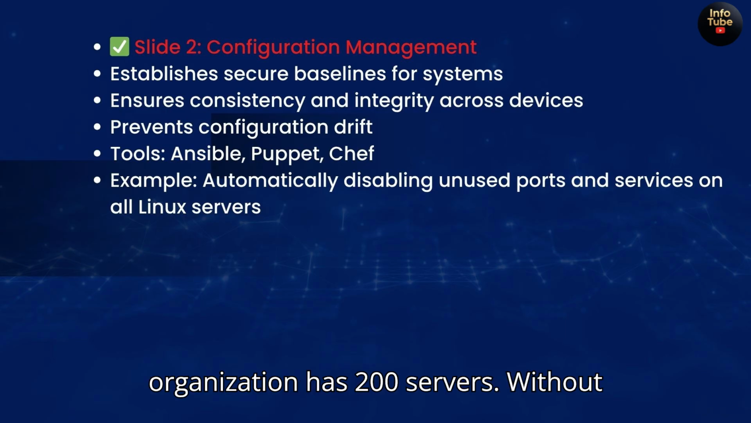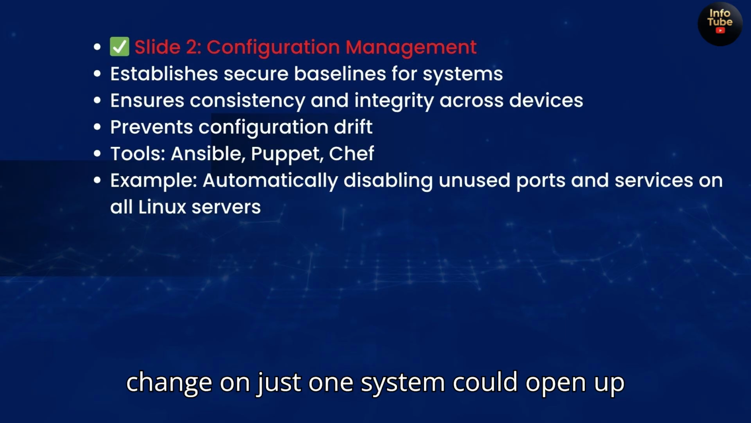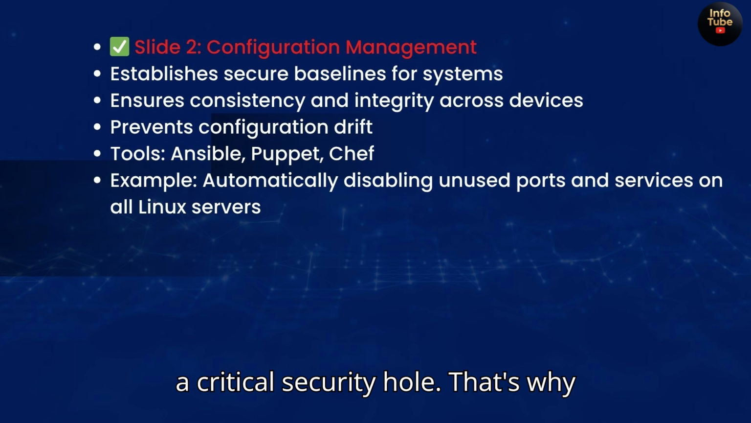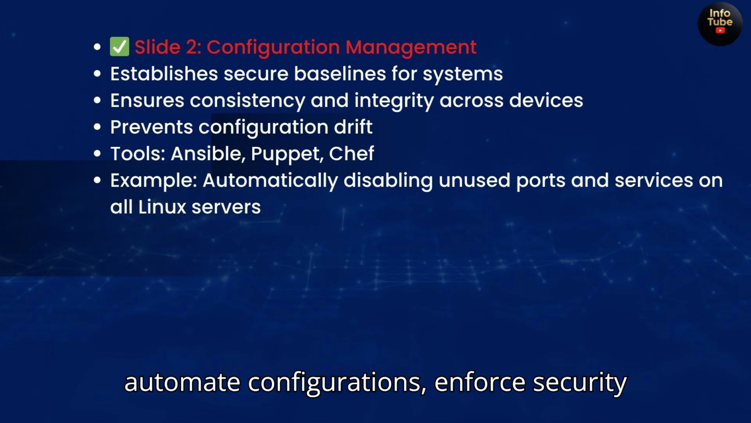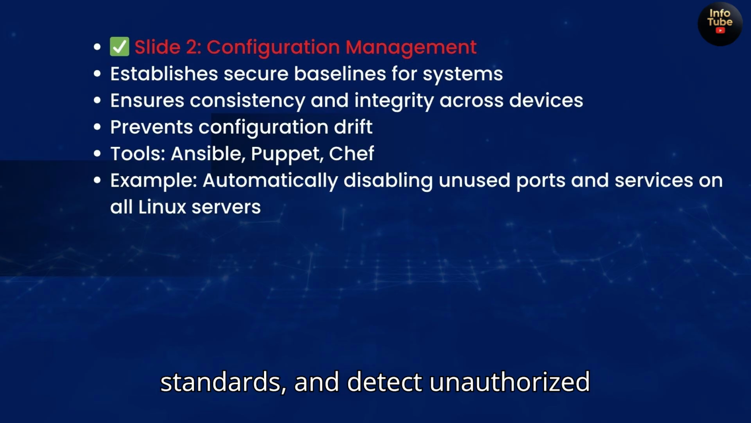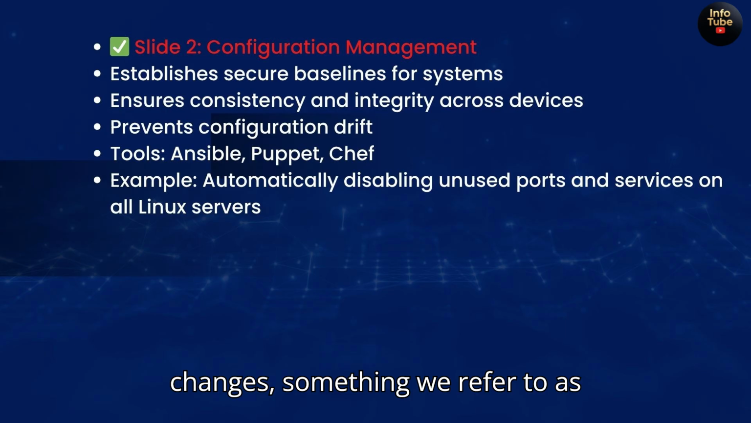Imagine an organization has 200 servers. Without configuration management, one incorrect change on just one system could open up a critical security hole. That's why tools like Puppet, Ansible, or Chef are used to automate configurations, enforce security standards, and detect unauthorized changes, something we refer to as configuration drift.